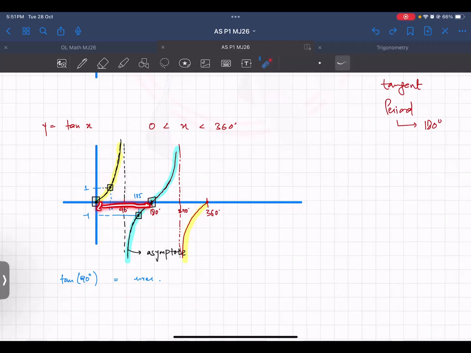This is one interval from 0 till 180. So the period of tan is 180. Don't forget this. This is different. Sine and cos have the same period. Tan has a different period. It always completes 1 cycle in 180 degrees.